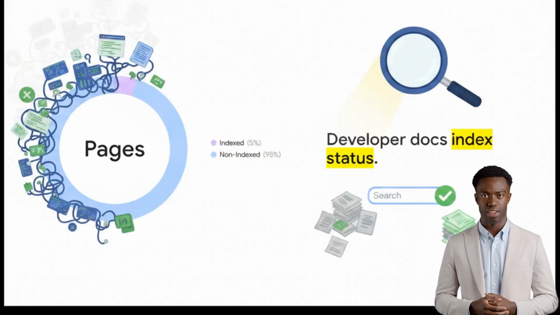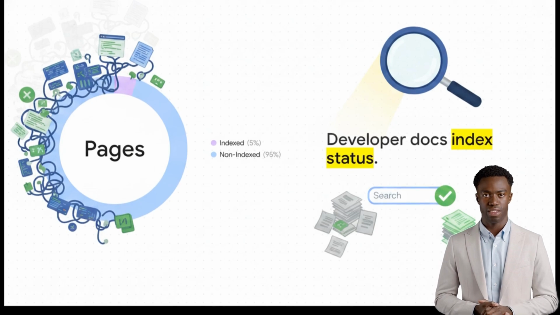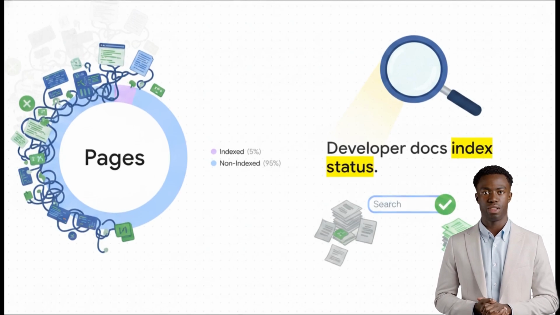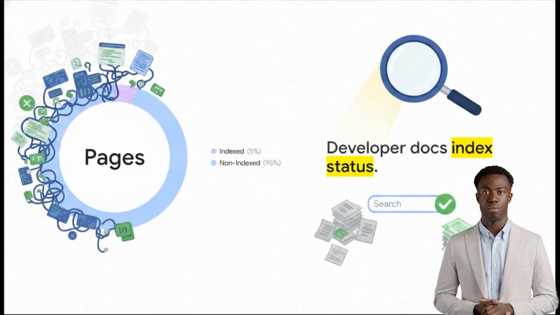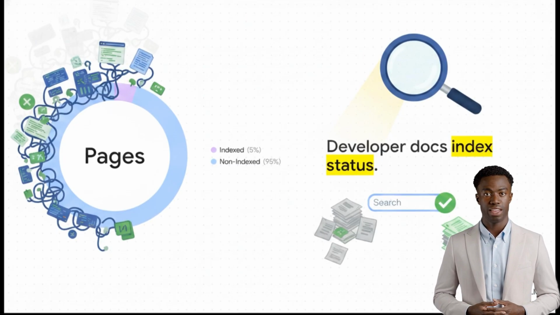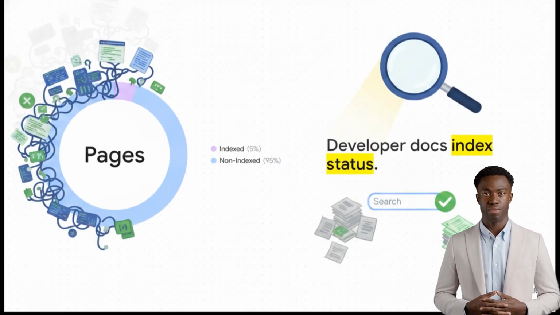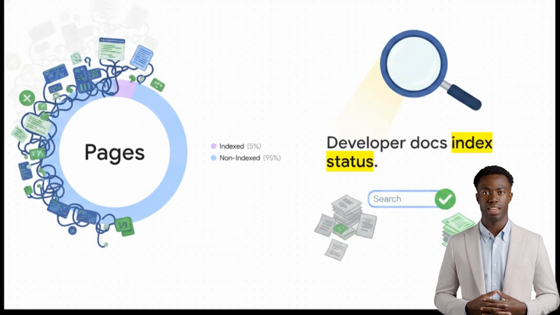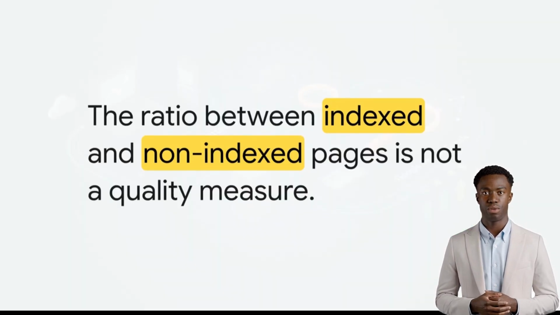And just to prove that you really shouldn't panic over pure volume, let's look at the perfectly healthy Google developer documentation site. It is a massive, highly successful site, yet, and prepare for a reality check here, a whopping 95% of its pages are intentionally not indexed. Only 5% are actually in the index. They have tons of old APIs and redundant code samples that simply don't need to be cluttering up search results.